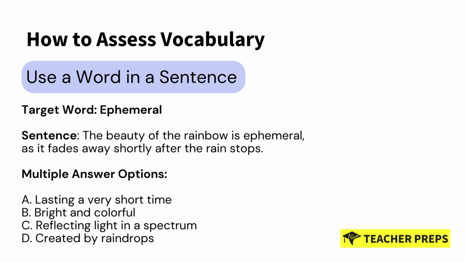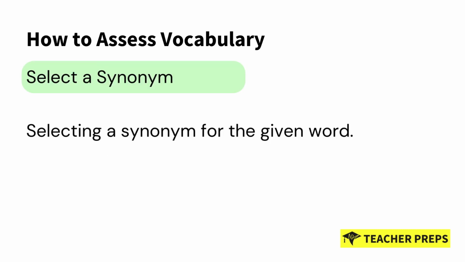And in this case, the answer is A, lasting a very short time. And we can understand that even if we didn't know the word through the sentence. Another assessment option is to select a synonym. Have our students select a synonym. This will gauge their understanding and allow us to understand what they already know. Now, we do this by asking students to select a synonym for a given word.